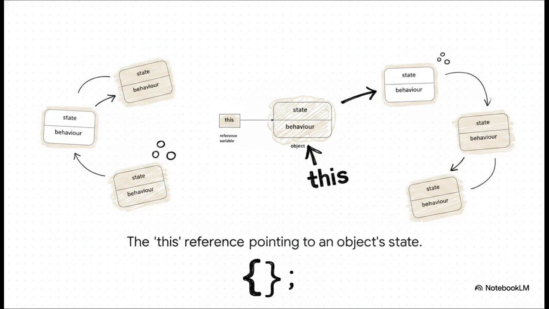Well, every object in C++ has access to its own address through an implicit pointer called this. The this pointer is a reference variable that points directly to the current object's state and behavior. It's passed secretly, right behind the scenes, as an argument to all non-static member functions. Basically, it gives the object a way to say, hey, I'm talking about my variables right now.